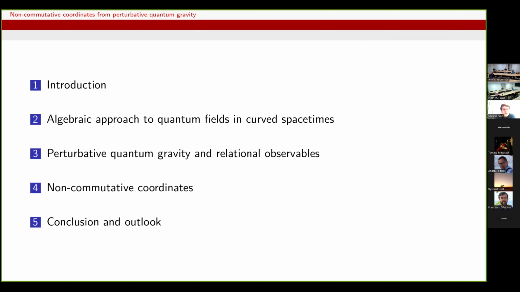First, I will give a short introduction to the topic and why I'm interested in it. Then I will explain what the framework is in which I do all these computations, namely the algebraic approach to quantum fields in curved spacetimes, which was started by Haag, almost a century ago. Then in the third section, I'll tell about the concrete model, namely perturbative quantum gravity in that framework, and observables in that model, which are relational observables. I will explain what that is. And then finally, I will come to the non-commutative coordinates and the relation to non-commutative spacetimes, and of course end with a conclusion and outlook.